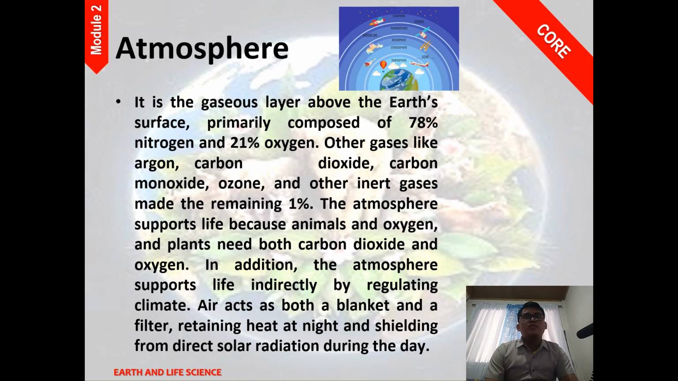The atmosphere supports life because animals need oxygen, and plants need both carbon dioxide and oxygen. In addition, the atmosphere supports life indirectly by regulating climate. Air acts as both a blanket and a filter, retaining the heat at night and shielding from direct solar radiation during the day. Wow, that's how thick the atmosphere of the Earth is. We all know from grade 7 that the atmosphere has 4 layers: the troposphere, the stratosphere, the mesosphere, and the thermosphere.